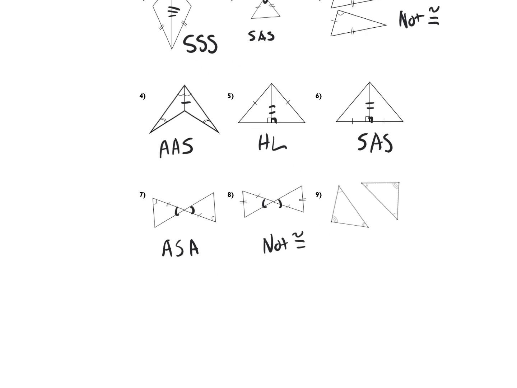All right, and number 9. I've got an angle with one arc mark, an angle with two arc marks, and an angle with three arc marks. So I have all three angles are congruent. However, that does not prove congruency. Angle, angle, angle is not one of our ways to prove congruency. So we would say that is not congruent.